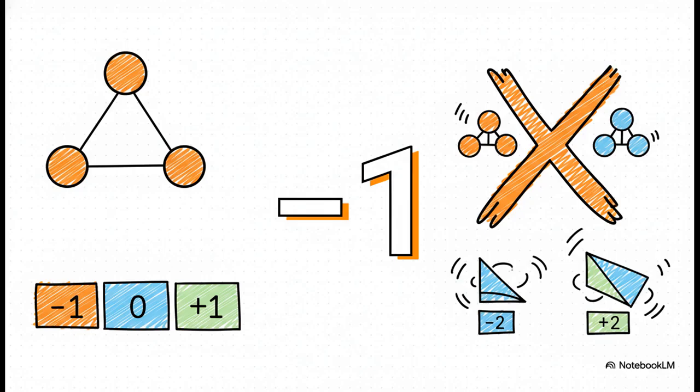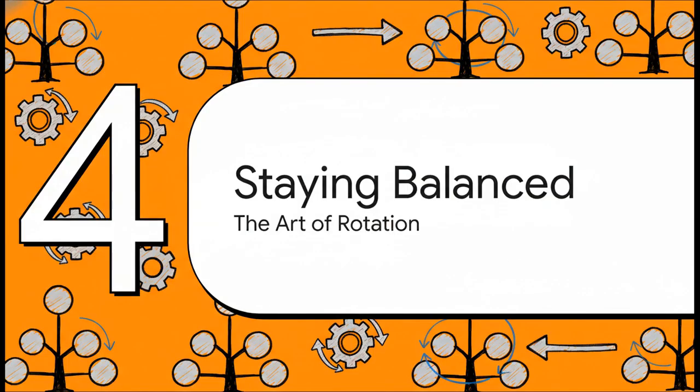The second that number hits +2 or -2, alarm bells start ringing. The tree knows it's out of balance, and it has to do something about it right now. So what is that something? What is this immediate action it takes when things get out of whack? The answer is a really clever maneuver called a rotation.